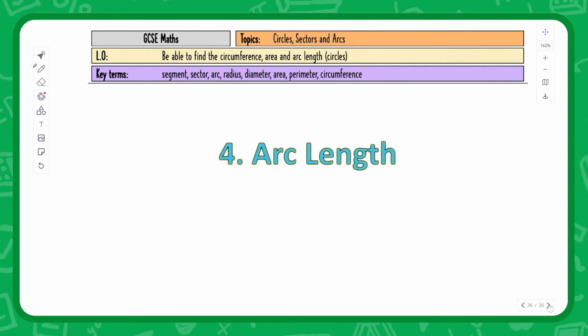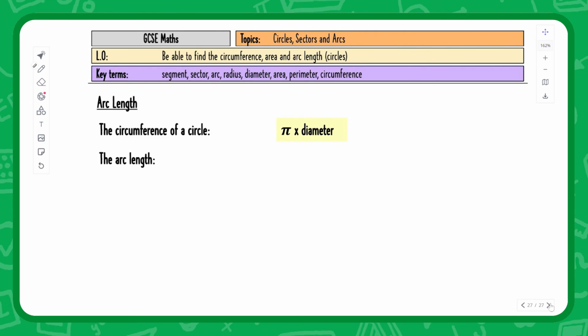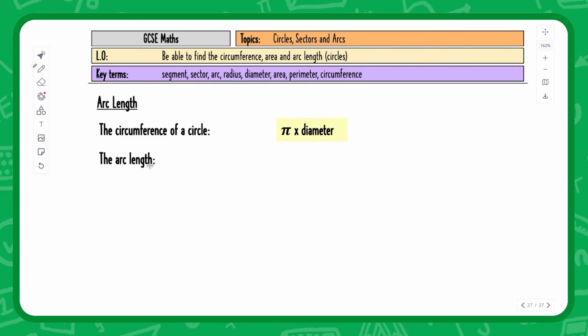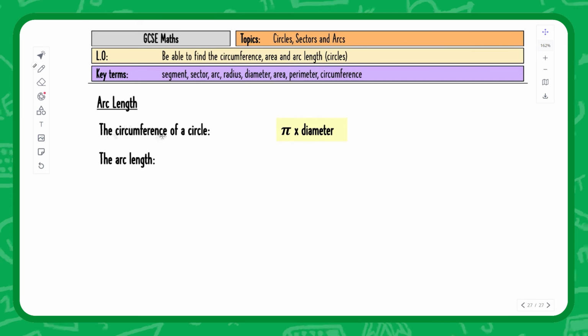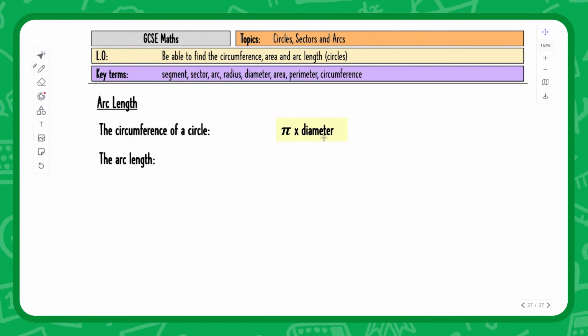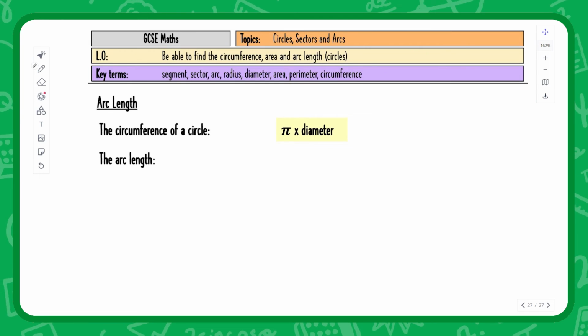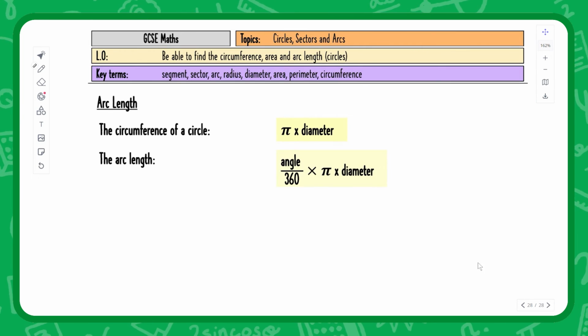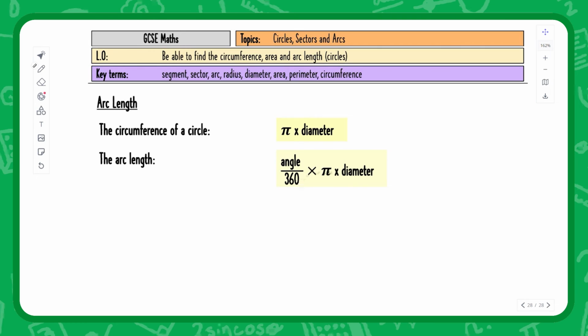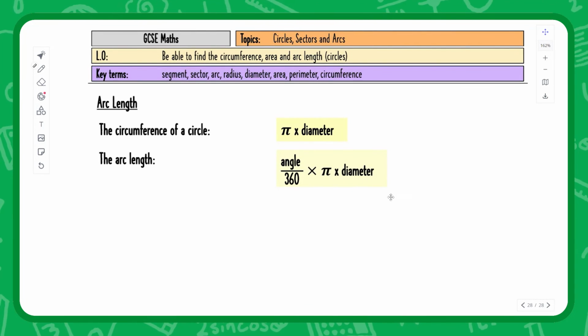Okay, and then the final part is arc length. So remember that the arc is basically part of the circumference. So we learned that the circumference of a circle is pi times diameter. So the arc length, again, it depends on the angle within that sector. So it's the angle over 360 times the circumference formula.